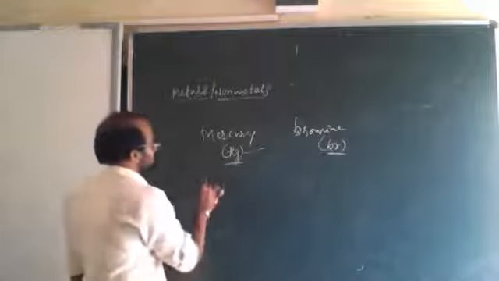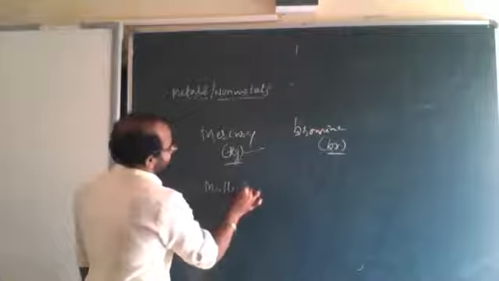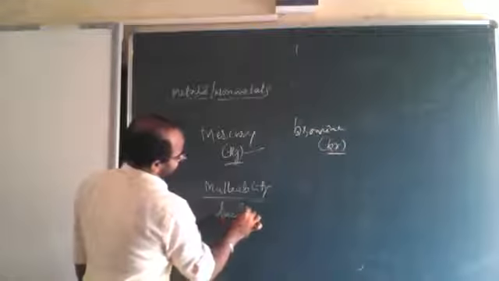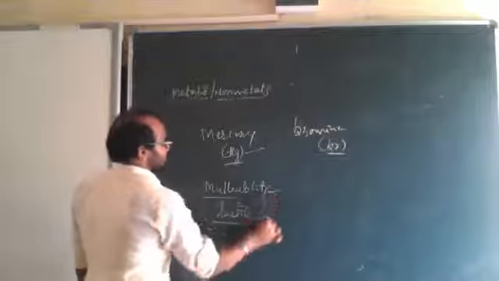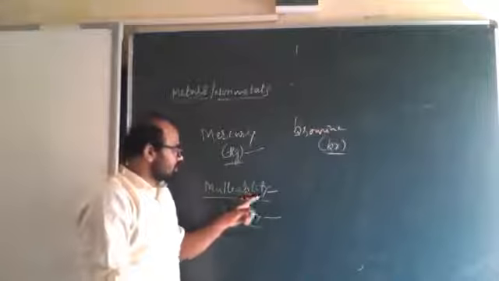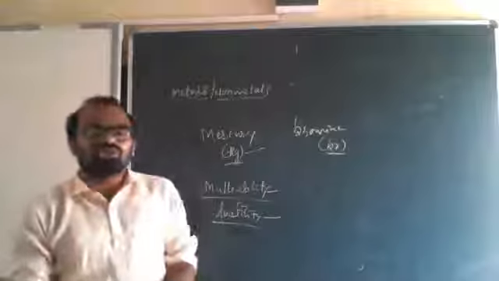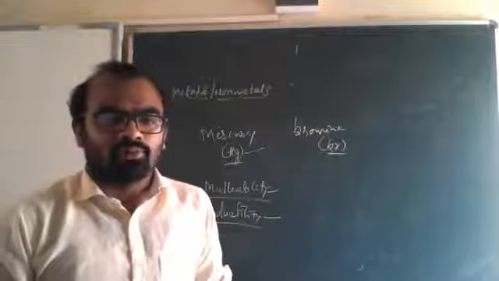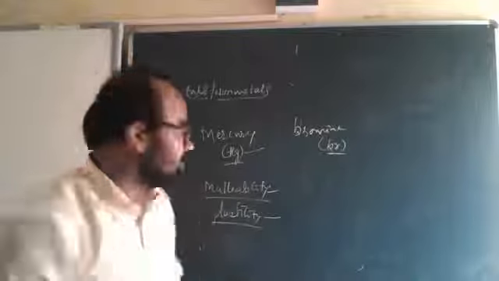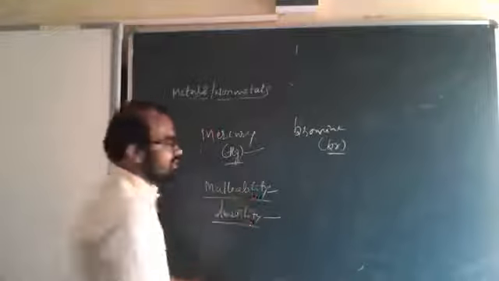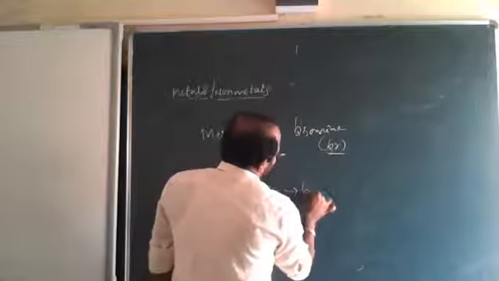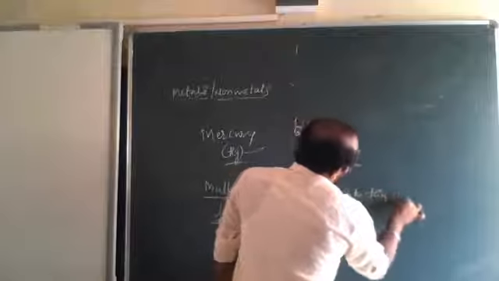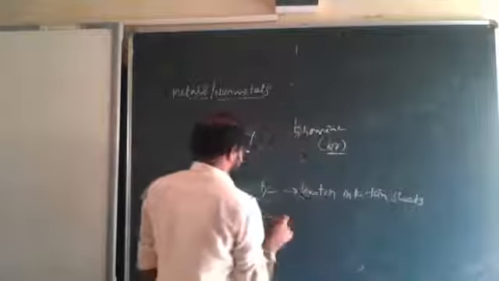Two very, very important definitions: malleability and ductility. What do we have to write? Malleability is the property of metals by which they can be beaten into thin sheets. That is our malleability. So they can be beaten into thin sheets.